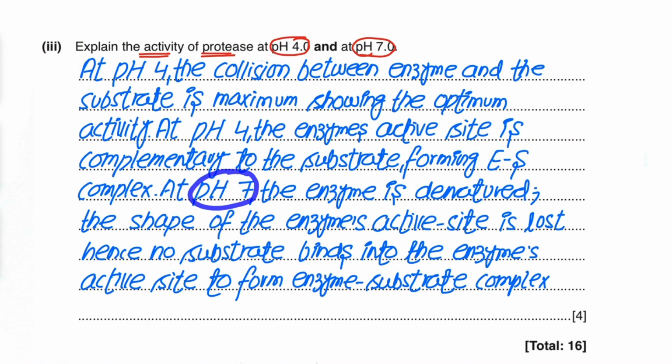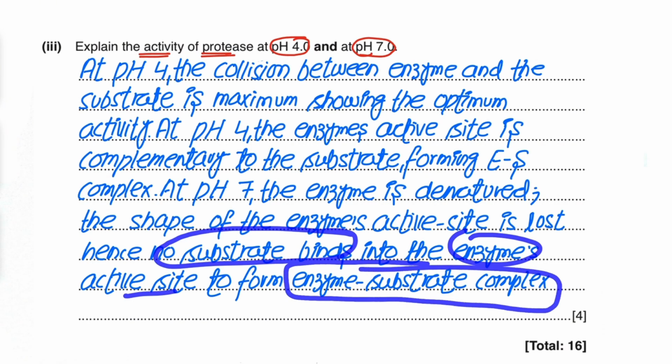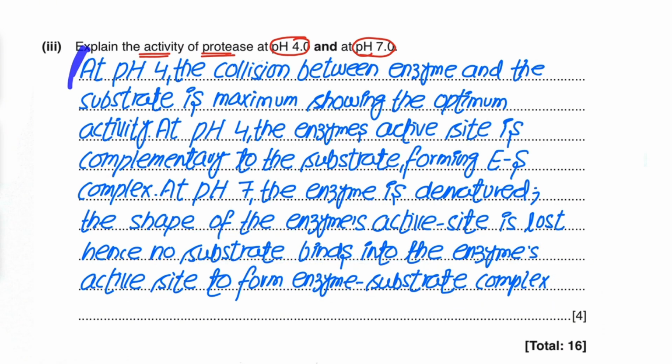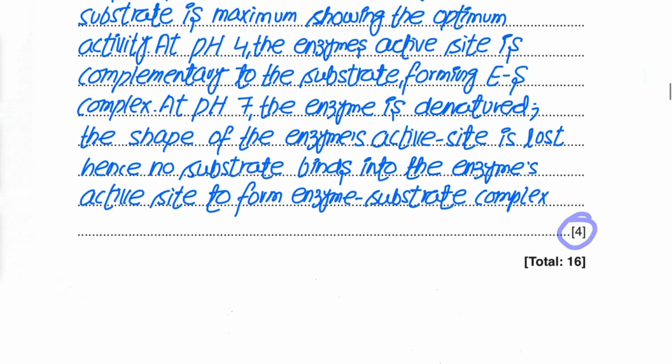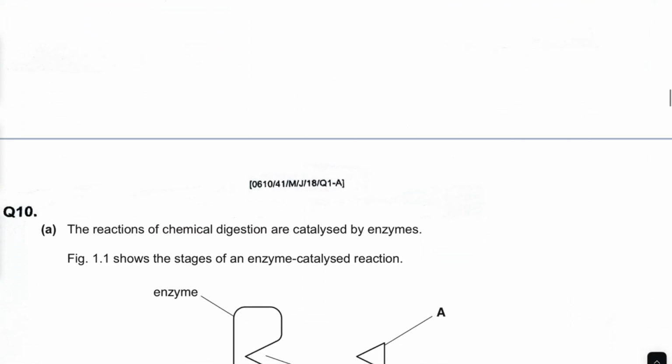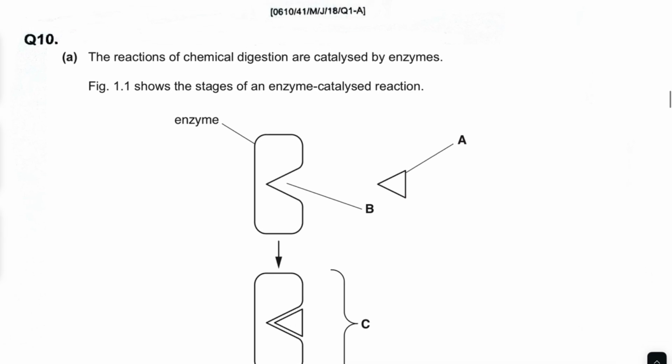And then we would say at pH 7, the enzyme is completely denatured. The shape of the enzyme's active site is lost, and when the enzyme's active site is lost, the substrate would no longer bind to the enzyme's active site, and we would literally make no enzyme substrate complex. So if your answer appears like this in terms of an explanation, you would get a total of 4 marks for this.